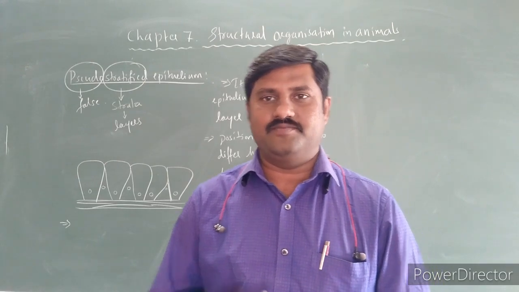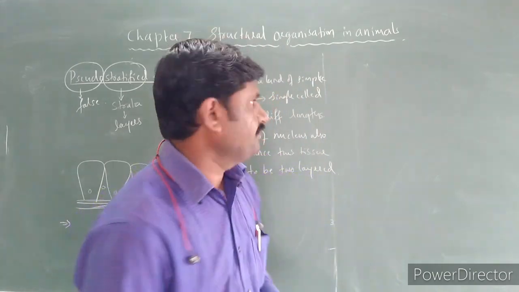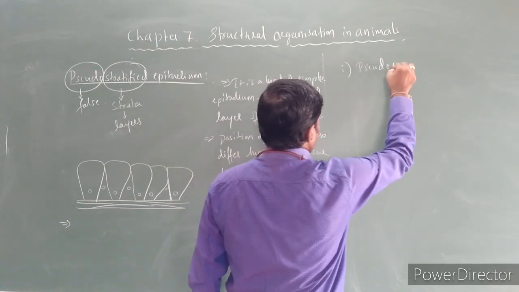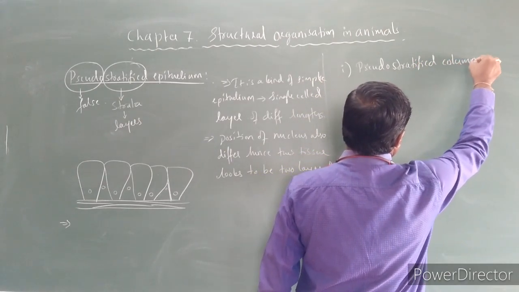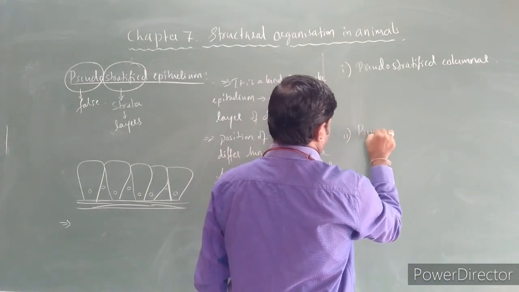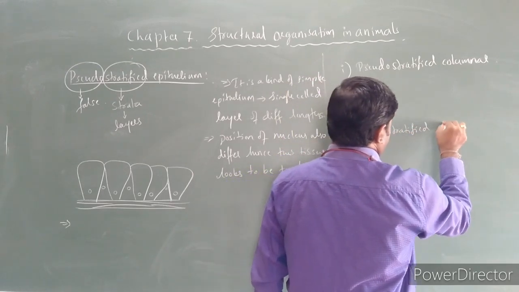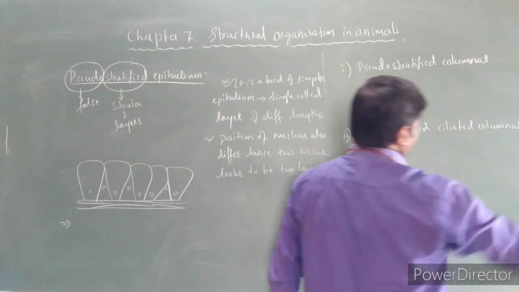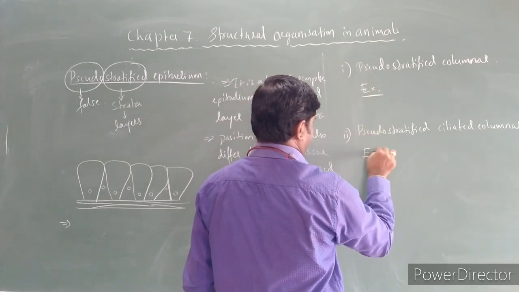In the classification itself, I have made clear that there are two types of pseudo-stratified epithelium. One is pseudo-stratified columnar epithelium, and the second one is pseudo-stratified ciliated columnar epithelium. Right? So examples we shall write for each of these.